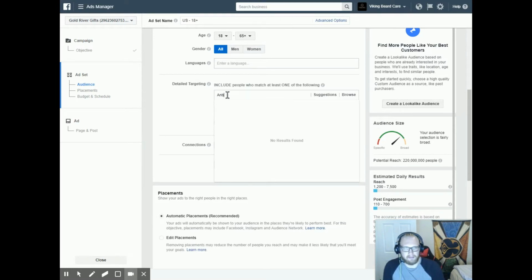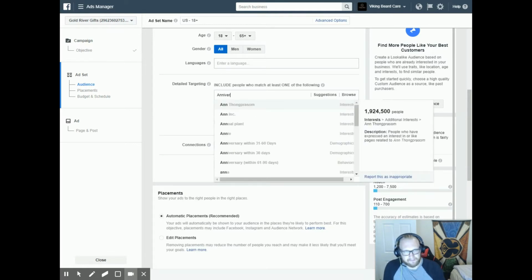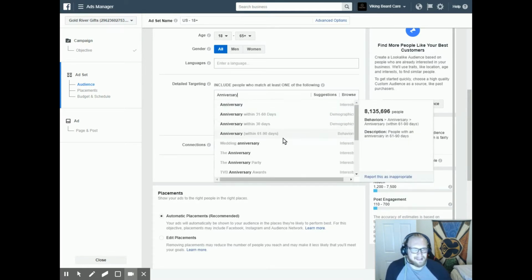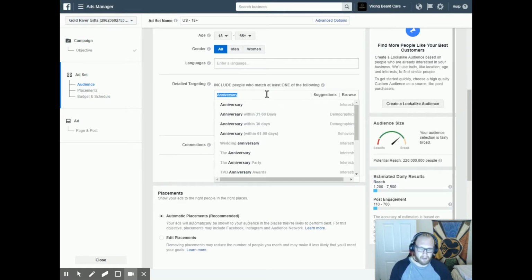So number two is actually pretty interesting. You can target people with anniversaries within the next 61 to 90 days, within the next 30 days, within 31 to 60 days, which is super interesting. This is really good for greeting services, event planners, restaurants or recreational activities. If you're a restaurant and you're specifically targeting people who have anniversaries within the next 30 days, you can really close some deals with some expensive restaurants, and that'll really work out for you. So that one's super awesome.